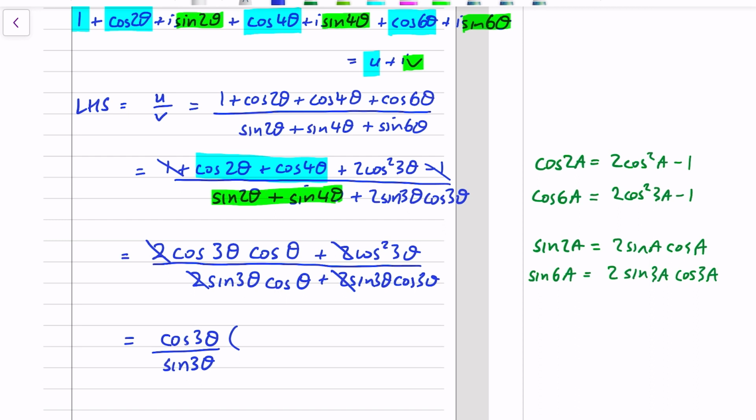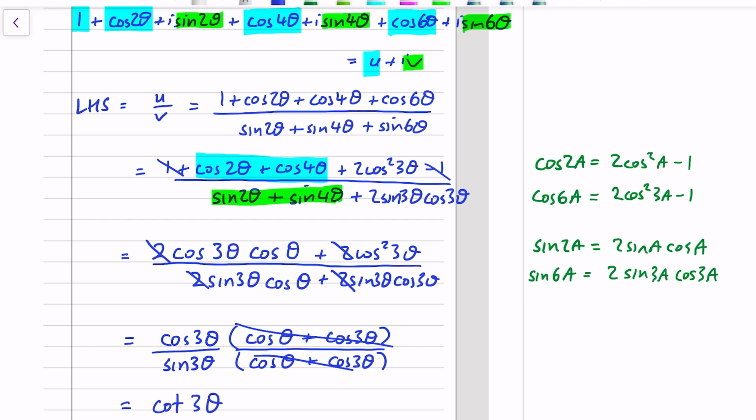That's our answer to the problem, by the way, but we just need to show one more step of working. Oopsies, close brackets too early. And top and bottom factors the same, equals cotan of 3 theta. Happy days. Catch you in the next video.